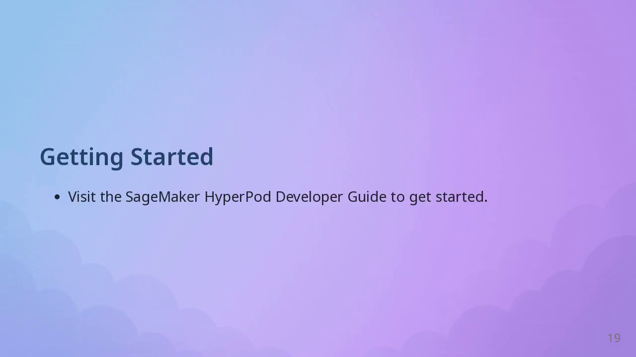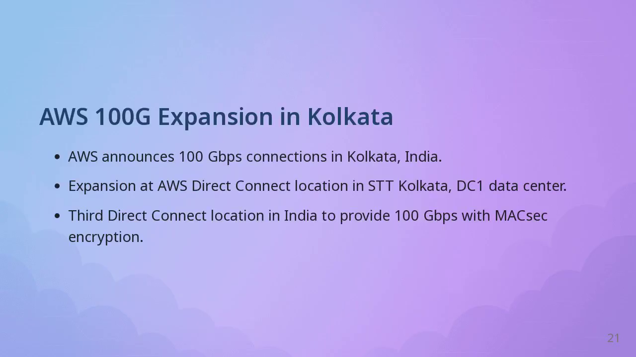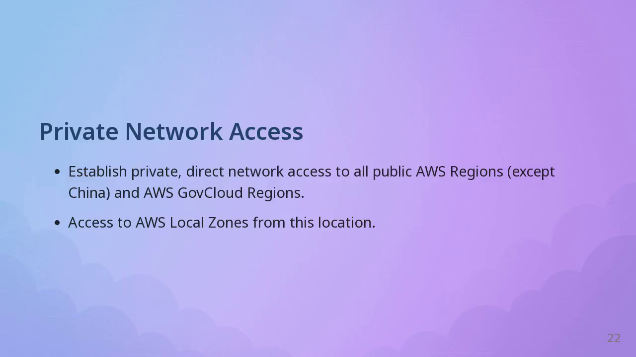AWS announces 100G expansion in Kolkata, India. Today, AWS announced its expansion of dedicated connections offering 100 gigabits per second at the AWS Direct Connect location in the STT Kolkata DC1 data center near Kolkata, India. This is the third location in India that provides these advancements. With this expansion, users can now establish private direct network access to all public AWS regions, excluding those in China, as well as AWS GovCloud regions and local zones from the Kolkata location.